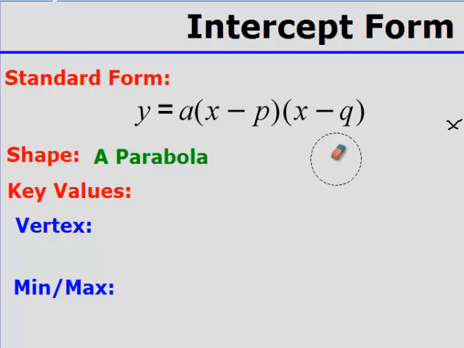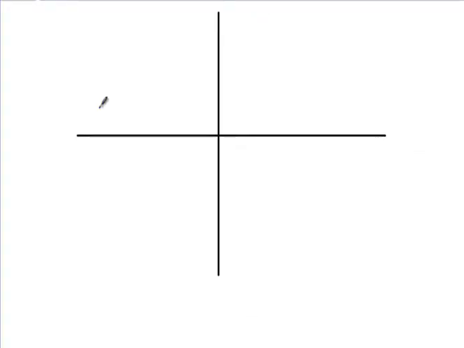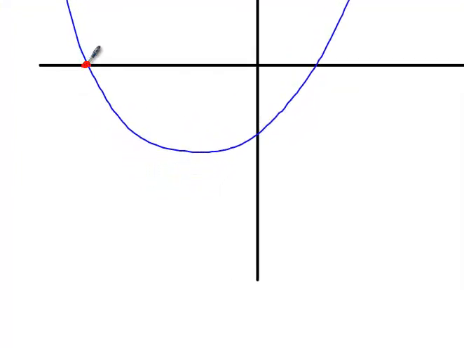All right, the vertex. Anybody know how to find the vertex in intercept form? All right, so let me draw it out. If I have any quadratic and I want to find the vertex, this is called intercept form, which means it's going to tell us where the graph has intercepts. It's where the graph crosses which axis? The x-axis. So the values of p and q are where the graph crosses the x-axis.